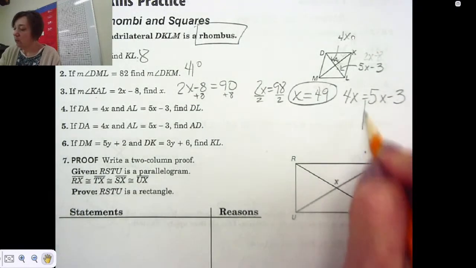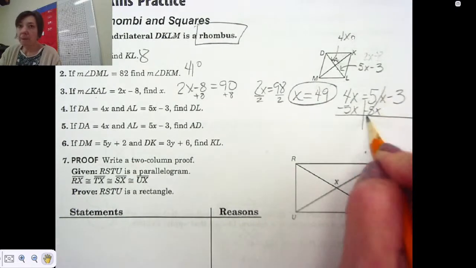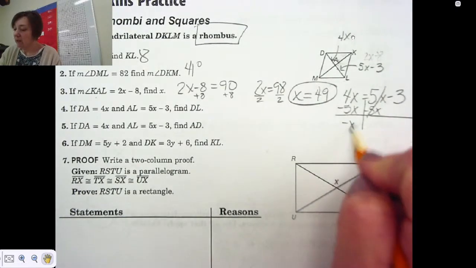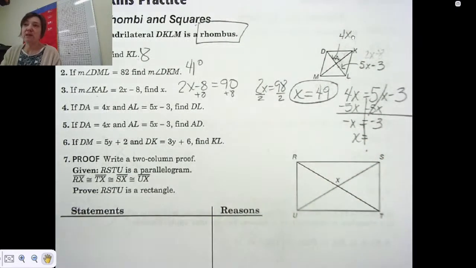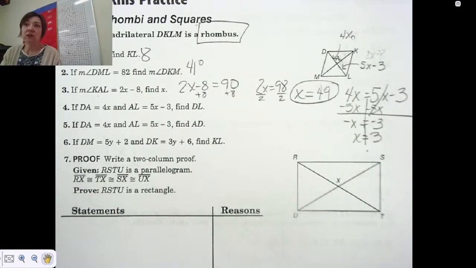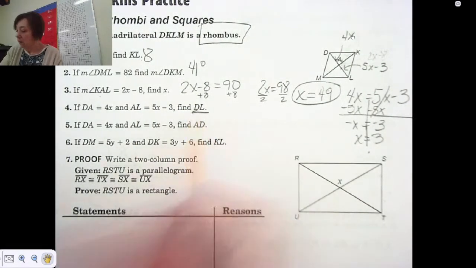So to solve it, we're going to subtract 5x from both sides, right? That gives us negative x equals negative 3. What's x going to be? If negative x is negative 3, what's positive x? Positive 3. Okay. Now, is that our answer? It's not our answer, is it? Because the question was, what is DL?